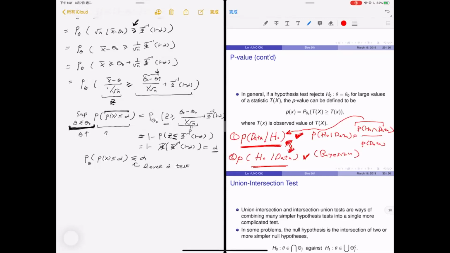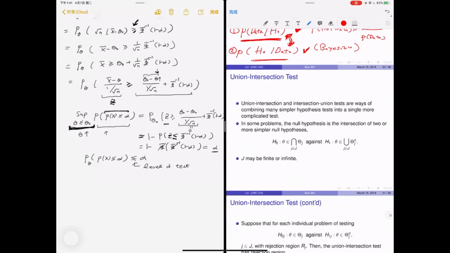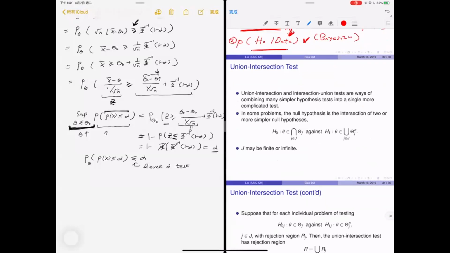Good. So you might hear people say p-value is not probability. To me, p-value is actually probability, but it's not the probability of the null hypothesis. That's the wrong way of thinking about p-value. But p-value to me is still probability. Any questions on p-value?